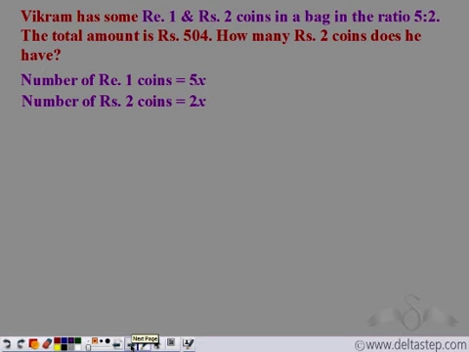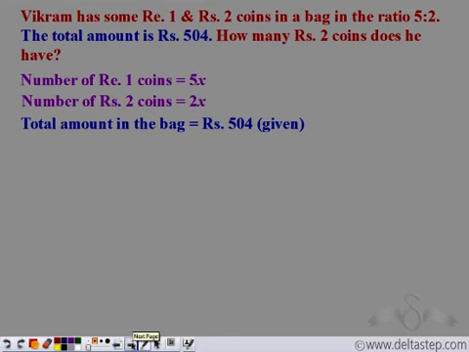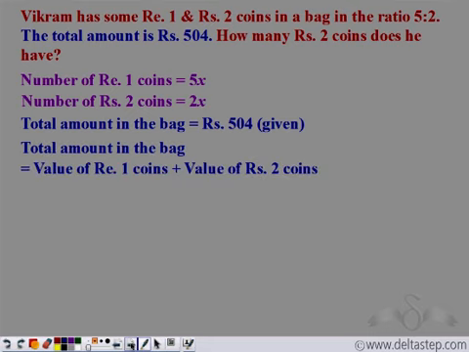The next step is to see what is given to us. It is given that the total amount in the bag is rupees 504. Now what will be the total amount of money in the bag? It will be the value of rupee 1 coins and the value of rupee 2 coins, because there are two types of coins, rupee 1 and rupee 2. Now the total value of rupee 1 coins plus the total value of rupee 2 coins would give us the total amount of money which is there in the bag.